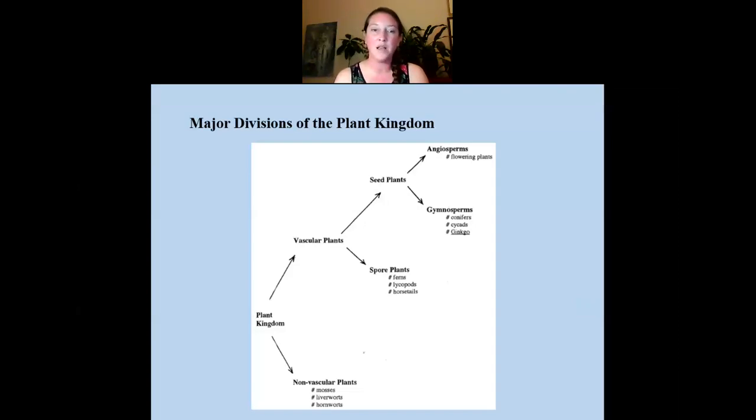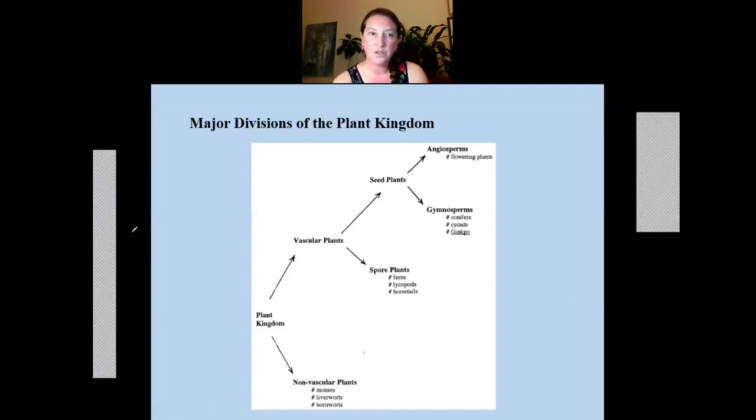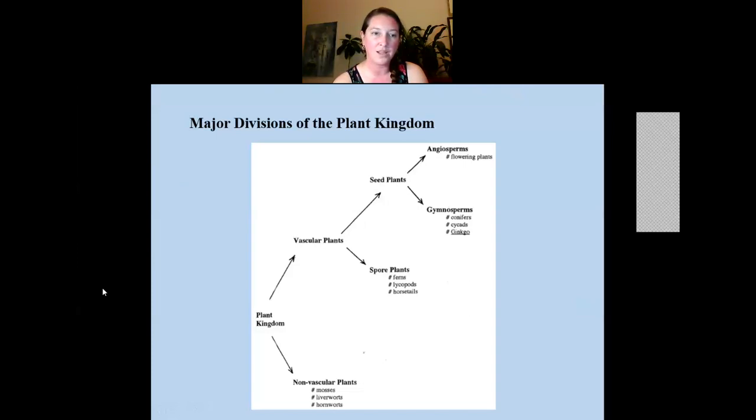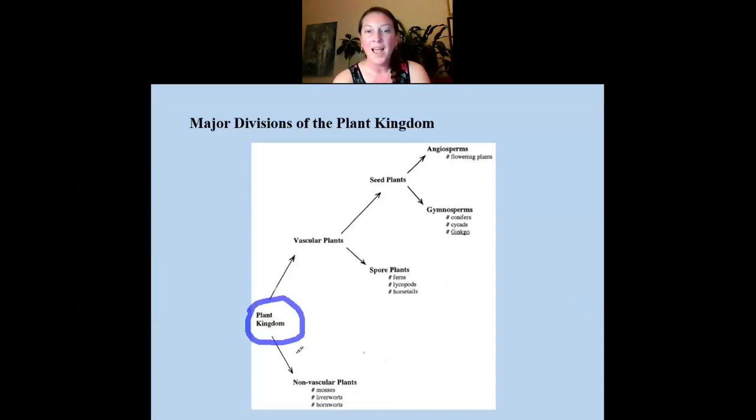And this is what the plant kingdom looks like if you were to look at it kind of organized. So I'll annotate, which I'm so good at. Right. So here's your plant kingdom. And in the plant kingdom, there are parts, right? There's the non-vascular plants, which are made up of the mosses, liverworts, and hornworts. There's vascular plants, which we'll learn about later. And inside of the vascular plants, there are seed plants and spore plants. And inside of the seed plants, there are what are called angiosperms and gymnosperms.